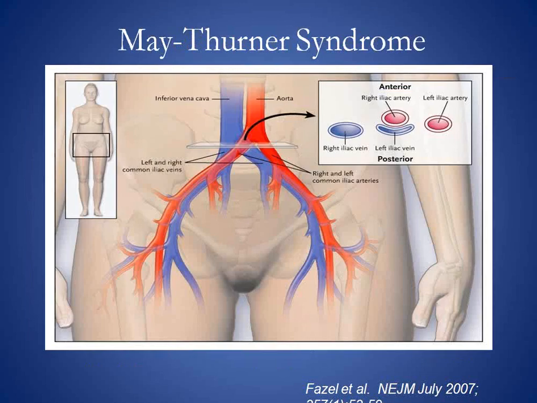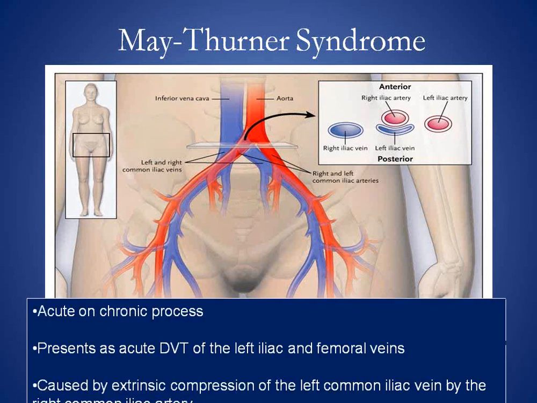So this is what's known as May-Thurner syndrome, which you may or may not have heard. It is a condition where the left common iliac vein is compressed or pinched between the right common iliac artery and basically the lumbar spine. So as the vein passes between those two places, it gets narrowed, and eventually it occludes and causes swelling, and at some point an acute DVT. It is an acute on chronic process. It does happen over time. It's probably something that people are born with.